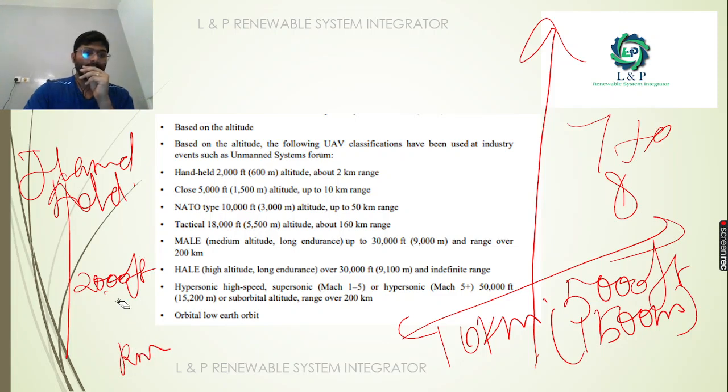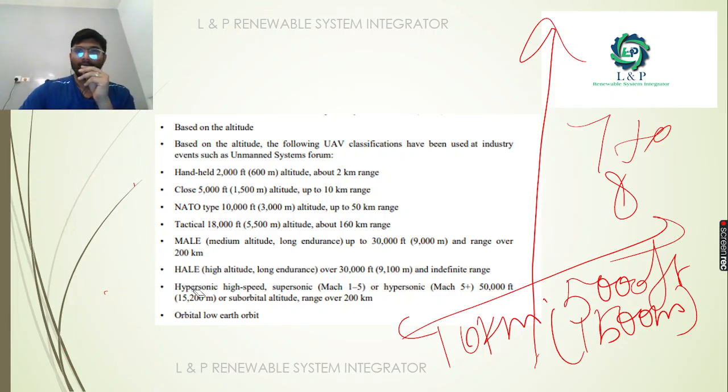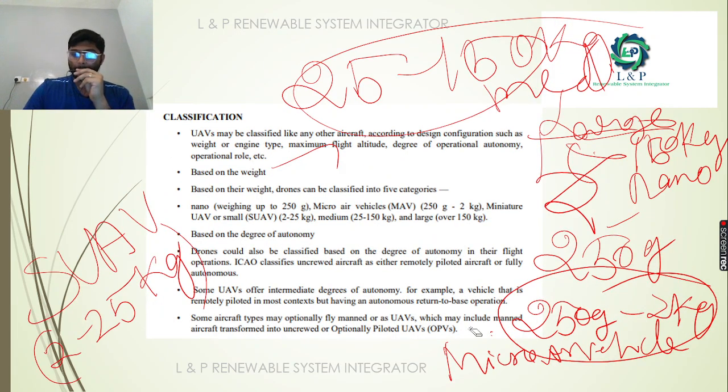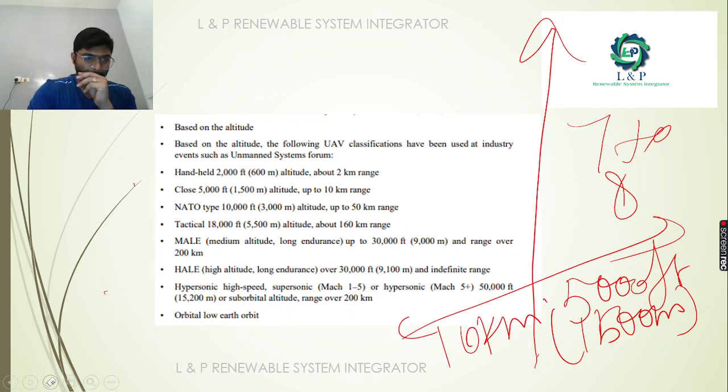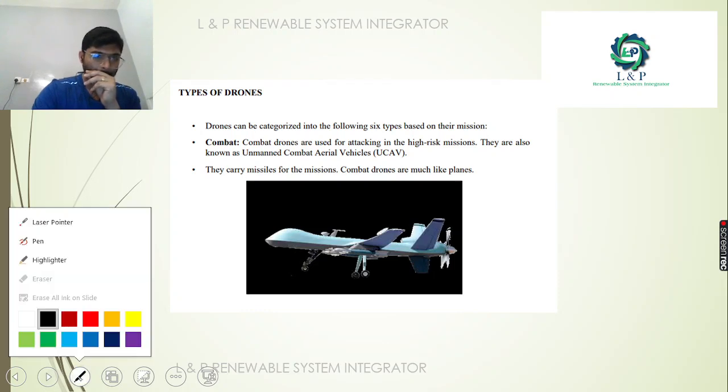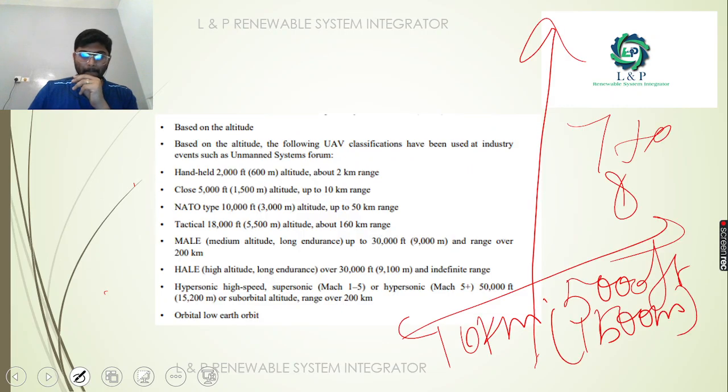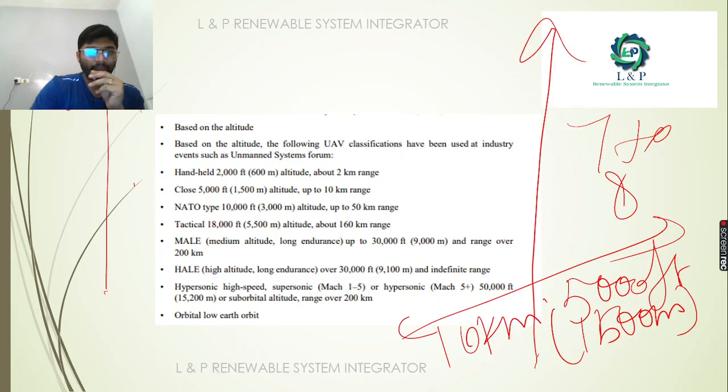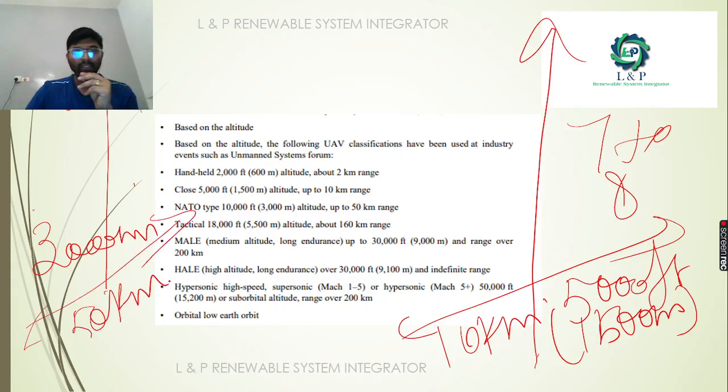Next category that we are going to see is the NATO type, which can fly at an altitude of 3000 meters. Its range will be 50 kilometers. These are all NATO categories. That is, it can fly at a height of 10,000 feet.